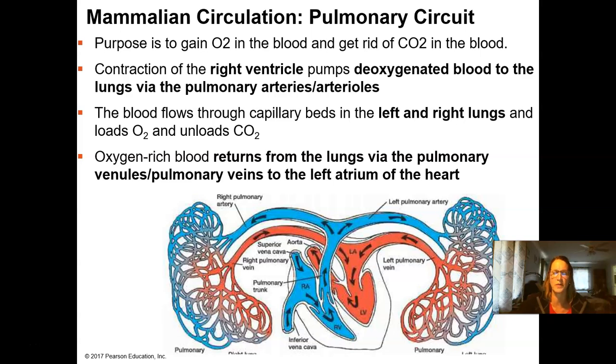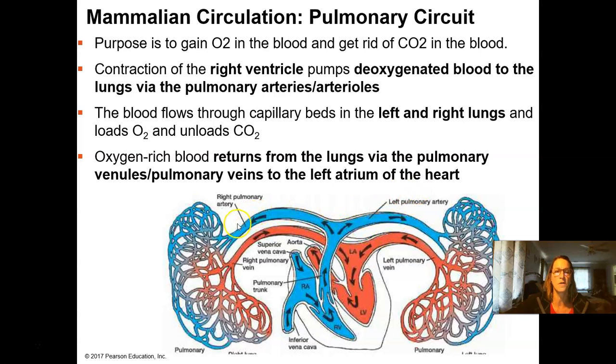Remember, the deoxygenated blood is usually identified as blue in the figure. So deoxygenated blood goes up from the right ventricle and goes into the right pulmonary artery or the left pulmonary artery. It can go to either the right or the left lung through the pulmonary artery. Remember that arteries carry blood away from the heart. So the pulmonary artery is carrying blood away from the heart and into the lungs.